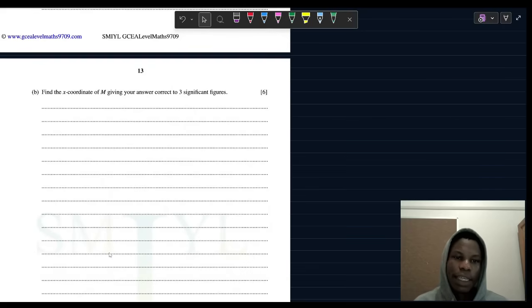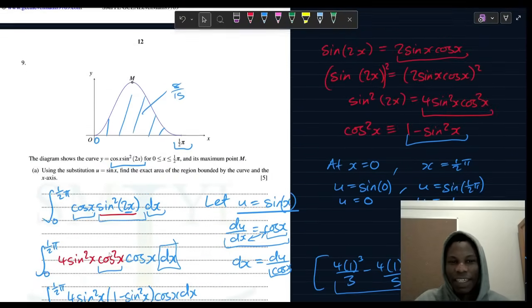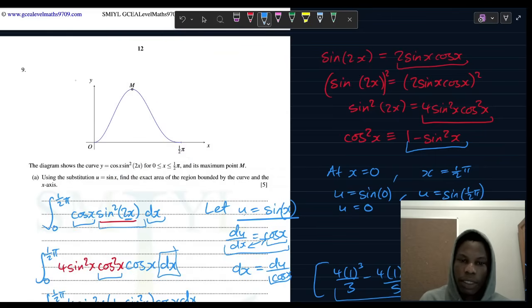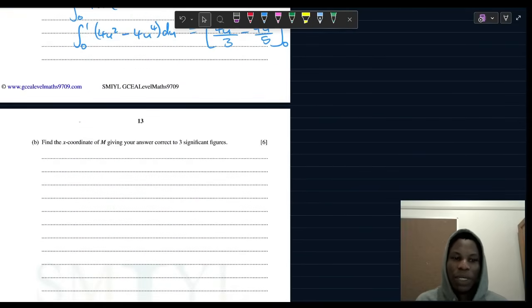Part B, find the x-coordinate of M, giving your answer correct to 3 significant figures. 6 marks. Okay. So in the question, we are told that M is a maximum point. So that means that M is a stationary point. And so since M is a stationary point, we know that dy/dx has to be 0, right?